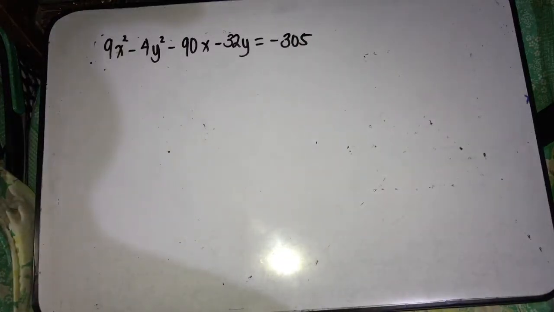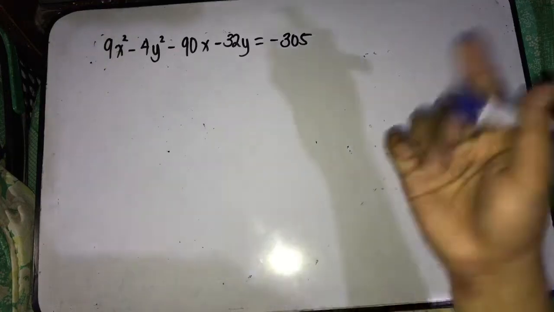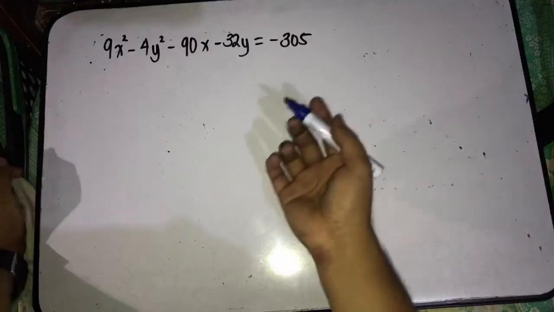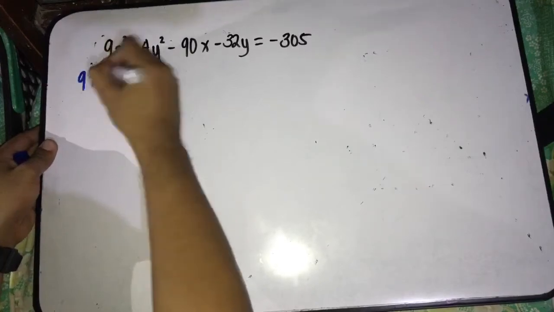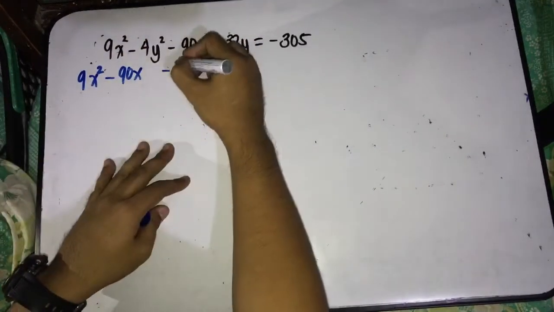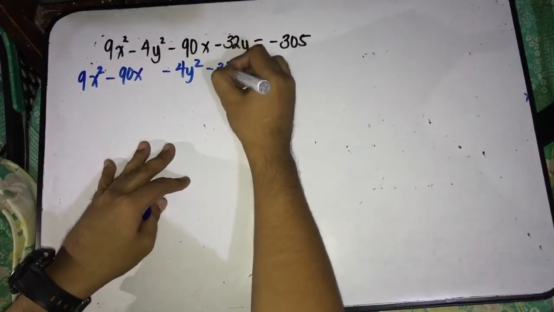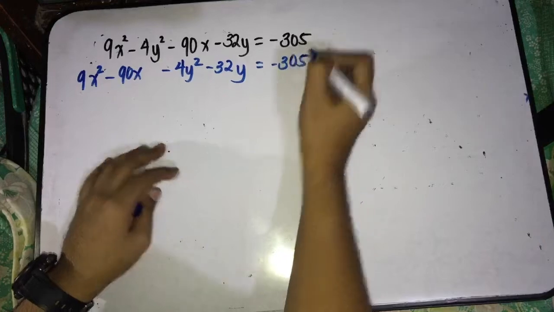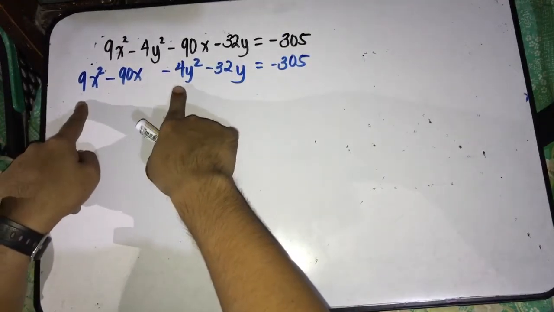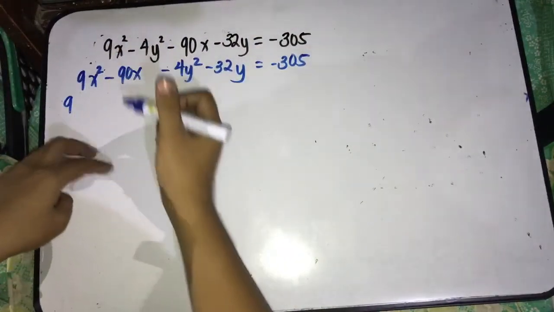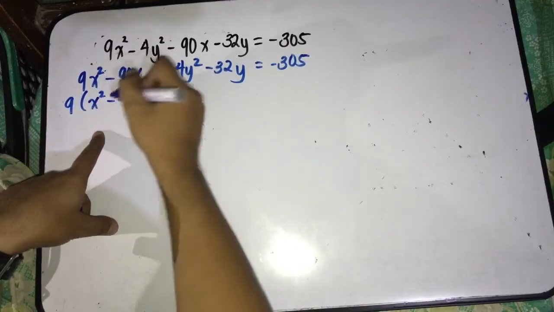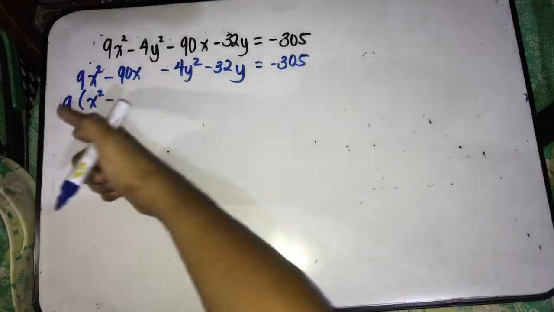So remember, if this is the given, just like the ellipse, all we have to do is gather all x squared and x to the left side, and after that, we need to gather all y squared and y, and on the right side, we'll have all the constants. So we have 9x squared minus 90x minus 4y squared minus 32y is equal to negative 305. Remember that there should be no numerical coefficients for both x squared and y squared, and that we need to factor out their numerical coefficients.